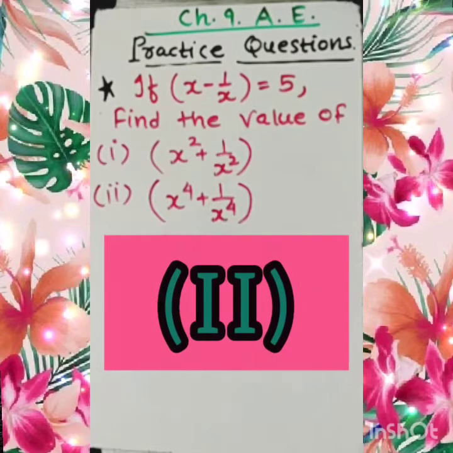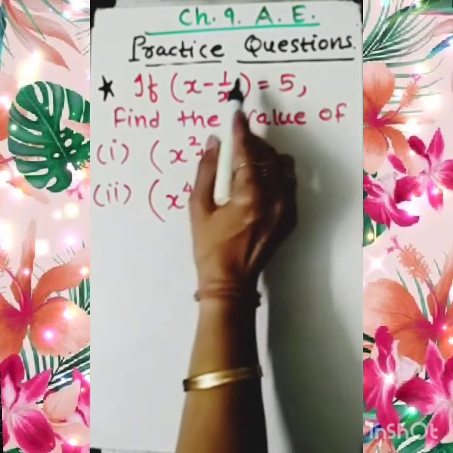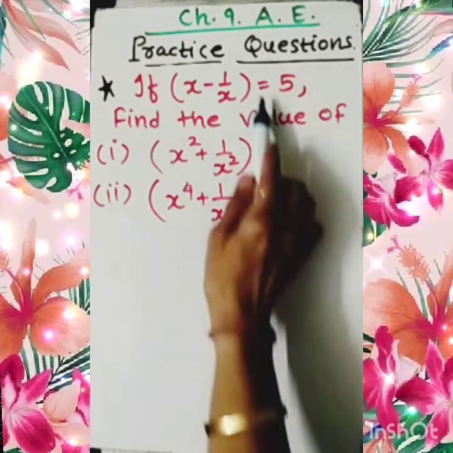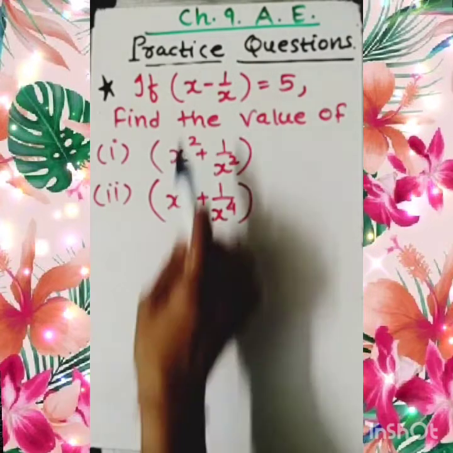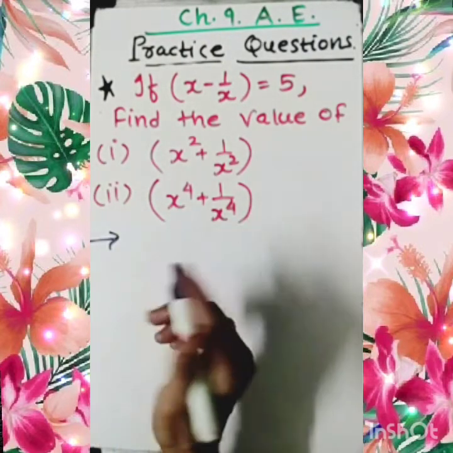So my dear student, here is one more important question from your reference book, from chapter 9. If x minus 1 by x equal to 5, then find the value of, first, x square plus 1 upon x square, and second, x to the power 4 plus 1 upon x to the power 4. In the first important question I gave you a clue: there it is plus. Now in this question we are given minus. So how to work it out? The same procedure we are going to apply as we did in the previous question.